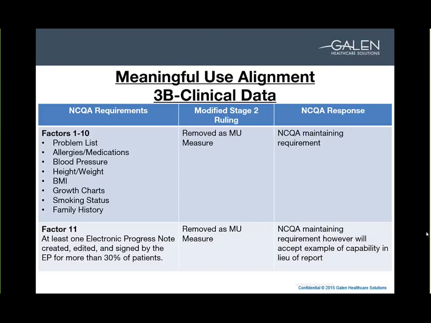So it was greater than 30%, and although it was removed for MU as a measure, NCQA at least will accept an example of capability. So you just have to show capability in your report. You don't have to meet those numbers, but you still have to give a report, an example that you can do an electronic note in your system.